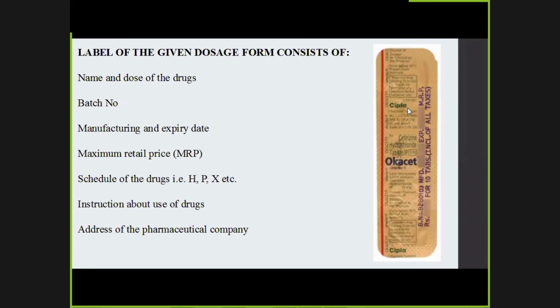Instructions about use of drugs. In here it's written as directed by the physician. So you'd be learning as to what drug is to be given by which dosing regimen. Address of the pharmaceutical company. Here you can see there's an address of Cipla where it is mentioned industrial area 1 and so on. So all these details would be there in the label of a dosage form. They would be mentioned not in a particular sequence, but all these details should be mentioned. You should be able to read these things.